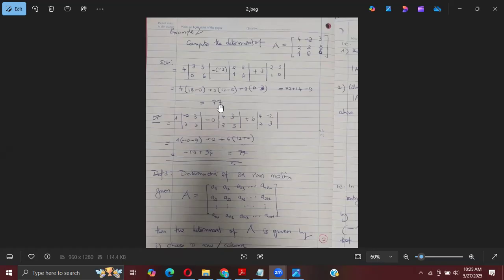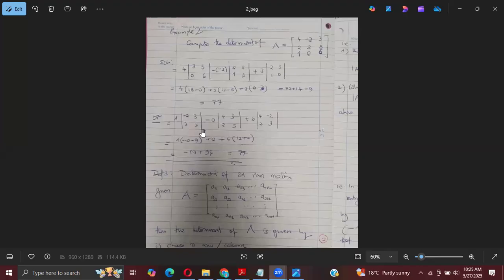Or if I'm using the third row, which is 1, 0, 6, then I talk about 1 times the determinant I get by deleting this row, this column, which is minus 2, 3, 3, 5, minus 0 times, you delete this row, delete this column, you get this, plus 6 times the matrix you get by deleting this column and this row, which is 4, minus 2, 2, 3, which is this, which gives you the same determinant, okay?